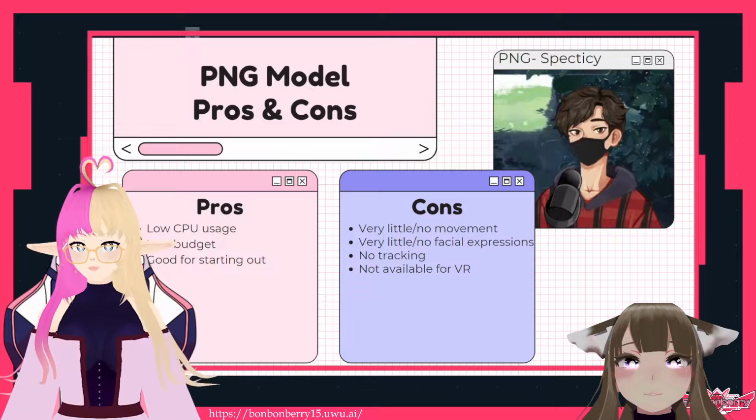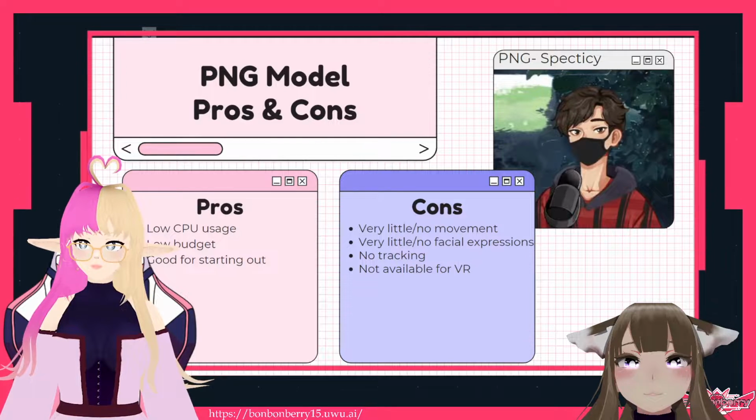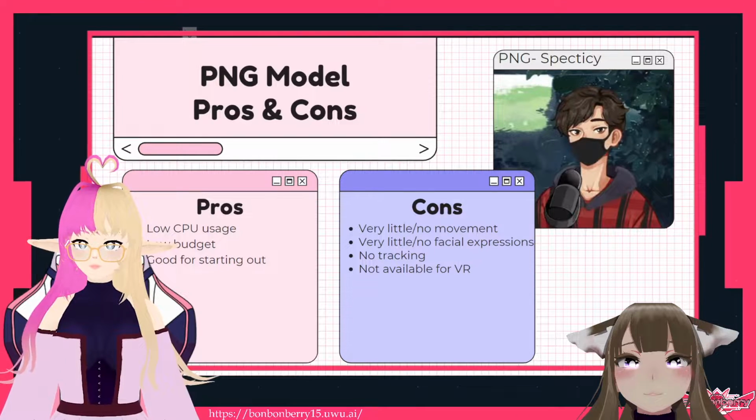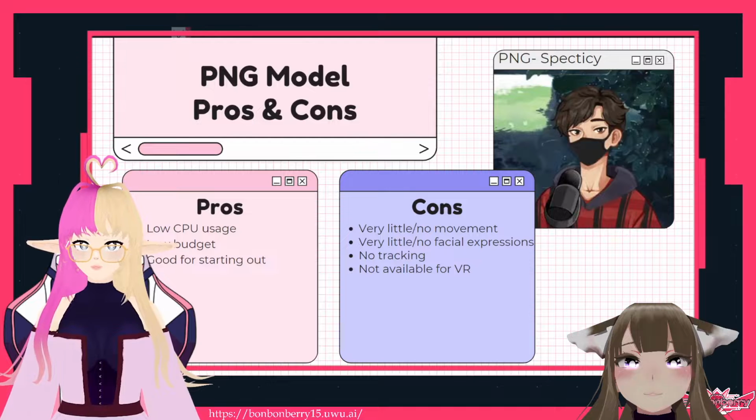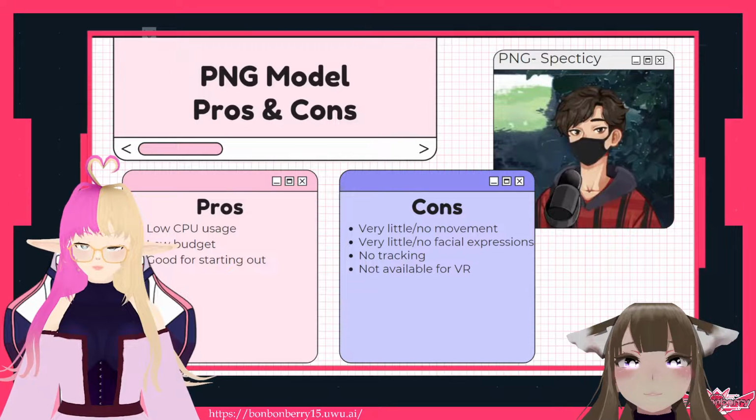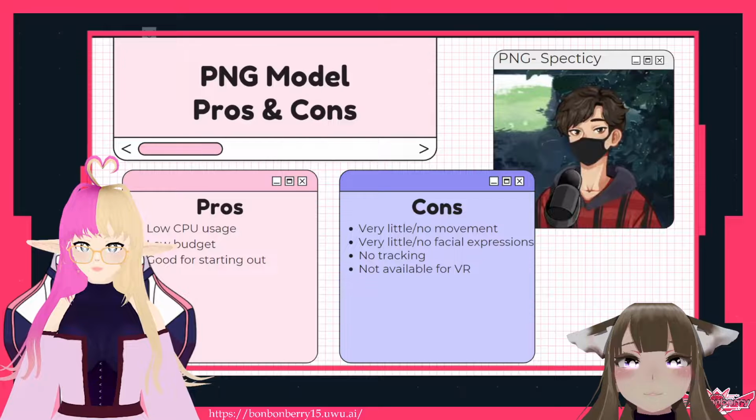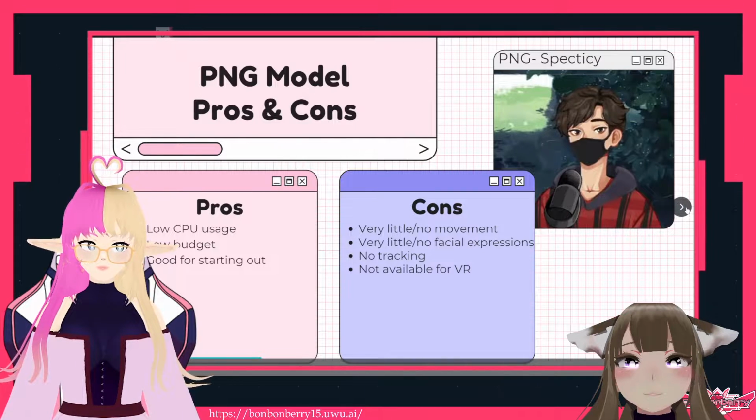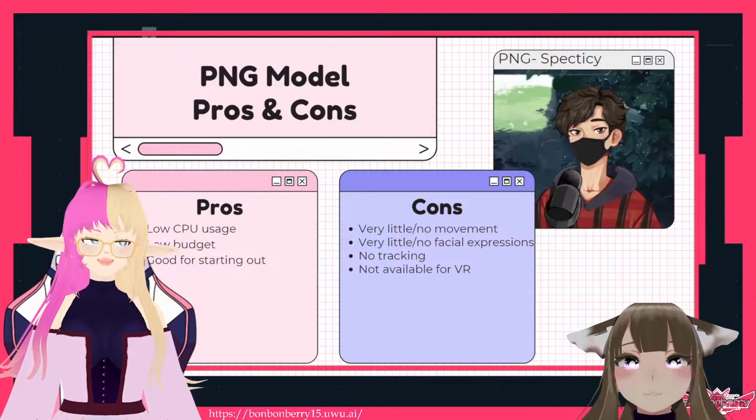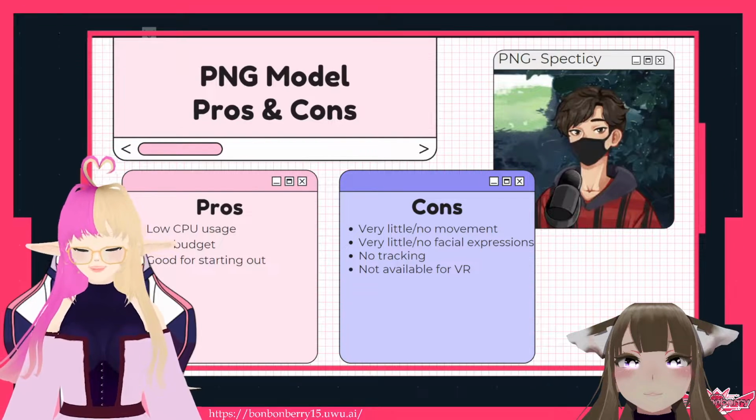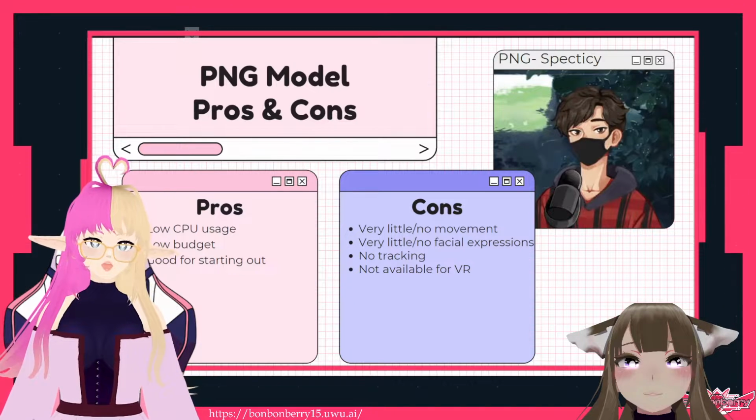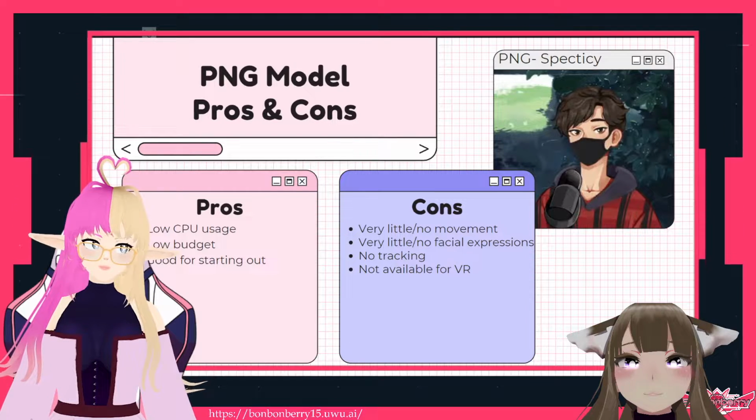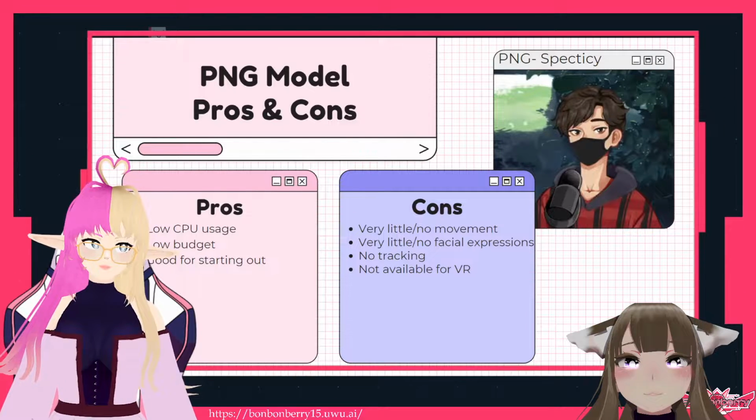Some of the cons with doing a PNG model are very limited or no movement, very little or no facial expressions, give or take. There's no tracking at all, and it's not available in VR. You can technically do it in VR, but it's weird and it's a 2D image, it's not 3D. That's the whole thing about VR. You can upload 2D images to VR, although you can't use your hands or legs or anything. It just tracks it to your face.